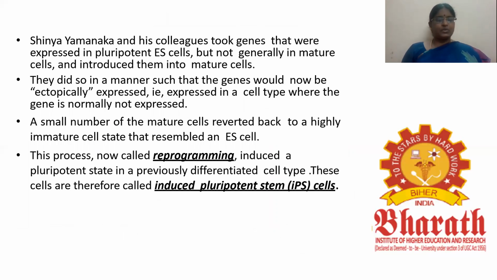So their discovery led to the expression of pluripotent embryonic stem cell genes, normally not expressed in mature cells, and they introduced them into mature cells. So they were producing ectopically expressed cells, that is, cells where the gene is normally not expressed. A small number of the mature cells reverted back to a highly immature cell state, which resembled an embryonic stem cell. This type of process is called reprogramming, which induced a pluripotent state in a previously differentiated cell type, and so they are named induced pluripotent stem cells.